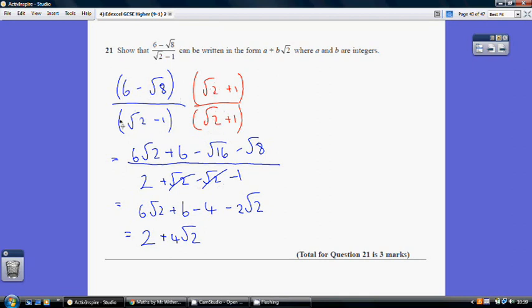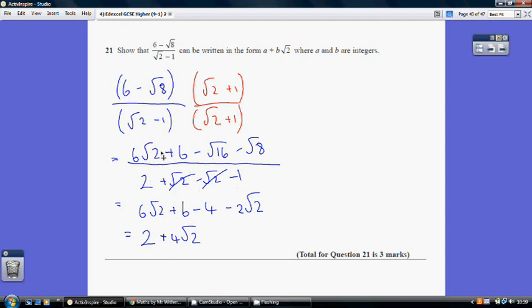So I've now just got to multiply out a pair of brackets. I've got 6 times root 2 plus 6 minus root 16 minus root 8 as the numerator. And on the denominator, I've got root 2 times root 2, which is 2, plus root 2 minus root 2 minus 1. As I said earlier, these two middle terms of the denominator will cancel out, leaving me with 2 minus 1 in the denominator, which is just 1.